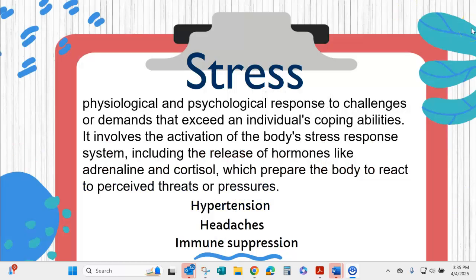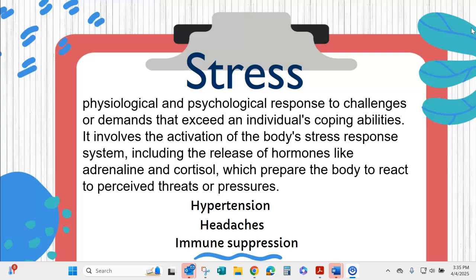So what is stress? We know what it feels like, but it's when our body is facing a physiological and psychological response to challenges that are beyond what we are normally able to cope with. So our body activates a stress response, and that can include releasing hormones that we've talked about before, like adrenaline and cortisol, and help you to fight those threats, whether they are real or perceived.